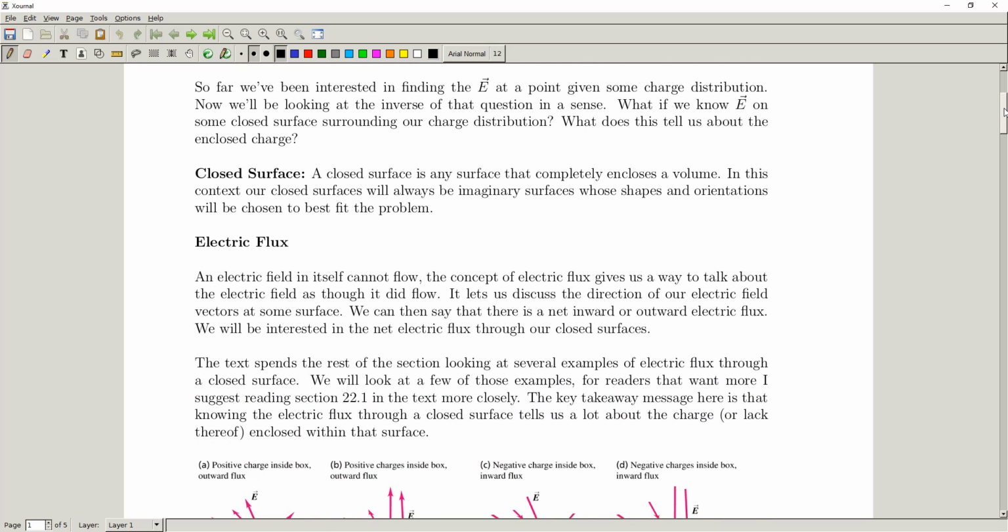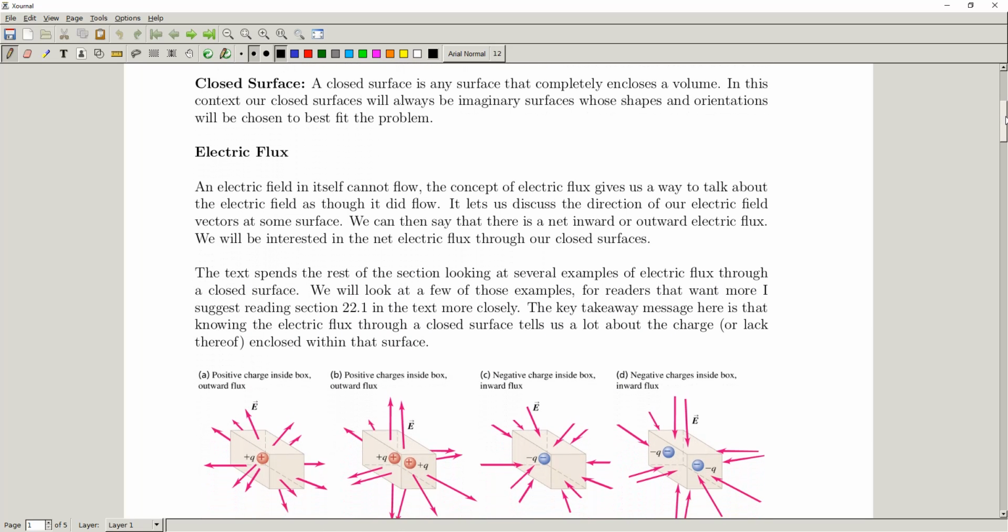Okay, so let's move on to the idea of electric flux. I think we mentioned this in the first chapter. An electric field itself can't flow. There is no flow of an electric field. The electric field is just a vector pointing in a direction at a certain point in space, and it's caused by some sort of collection of charge nearby, right?